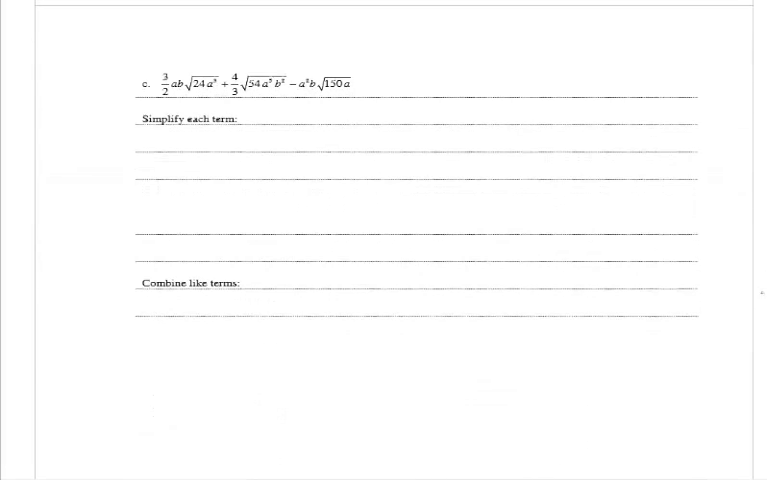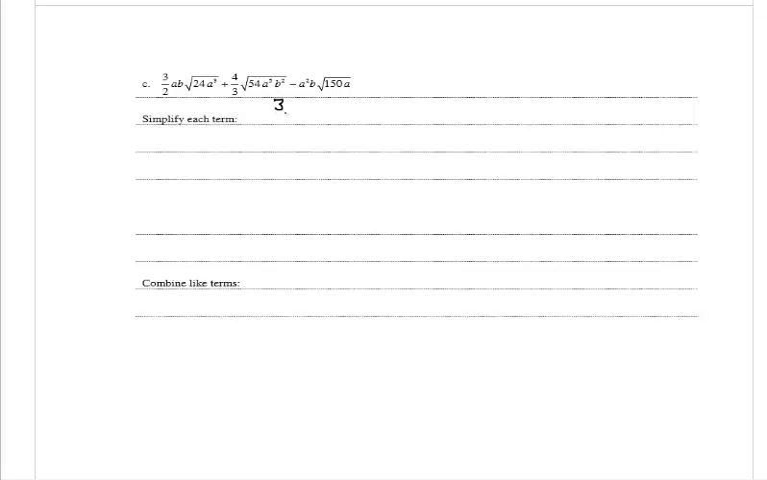In C, we have 3 halves ab times the square root of 24a cubed plus 4 thirds times the square root of 54a to the fifth b squared minus a squared b times the square root of 150a. So we want to simplify each term.